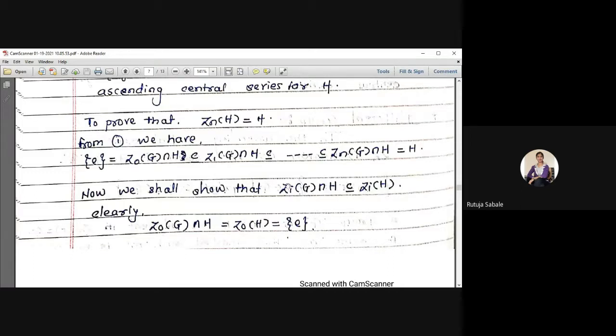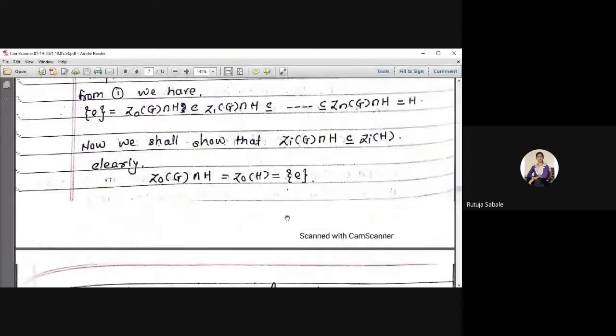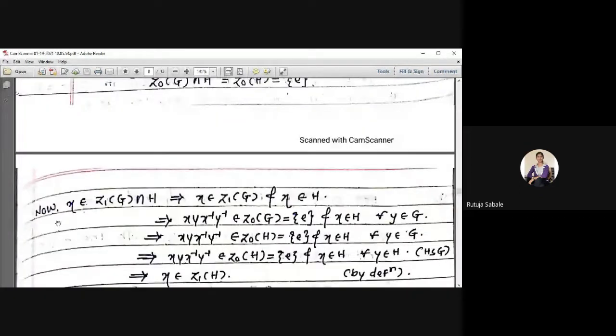For i equal to 1, Z1 of G intersection H is contained in Z1 of H. We have to prove this one. Hence we take x as an element from Z1 of G intersection H. What it means, x must belong to Z1 of G, and also x belongs to H. But by the definition of Z1 of G, x inverse y inverse belongs to Z naught of G, which is equal to singleton E. Okay, this is the definition of Z1.